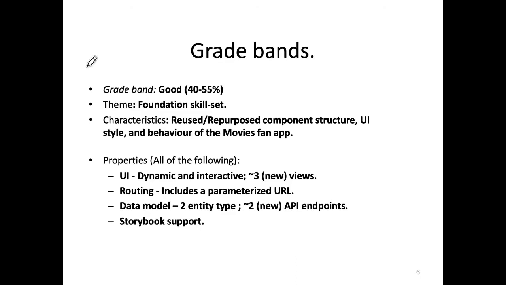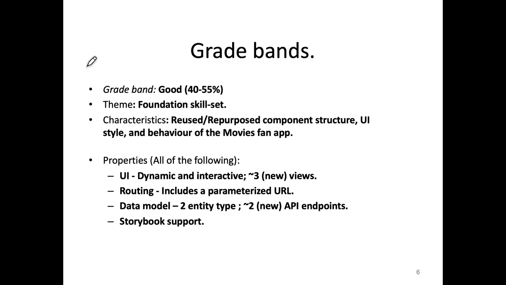So roughly 3 new views would be sufficient. You'd need to do a little bit of extra Storybook work as well. You might take the movie details page and add some more information onto it, because I've only displayed some of the information that's contained in a movie object. That's the general outline that would be required for this grade band.